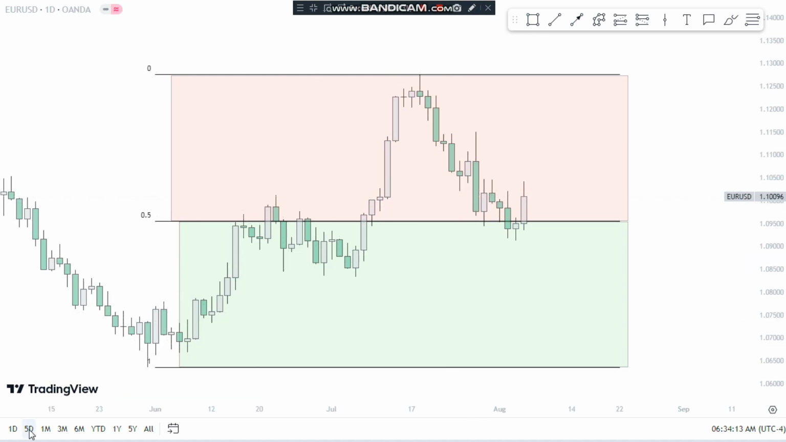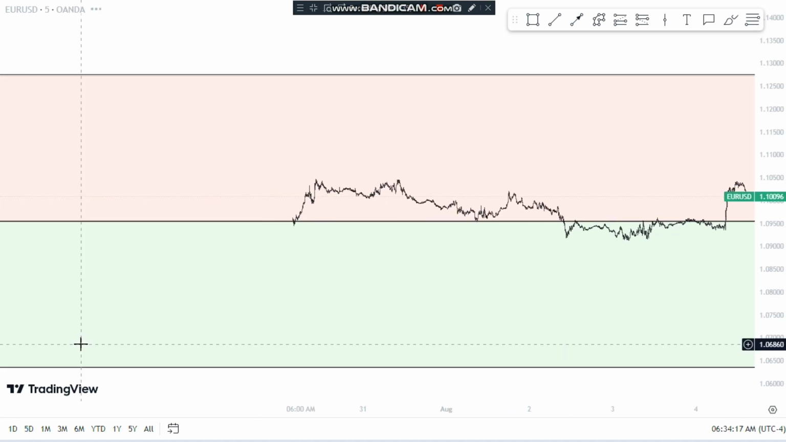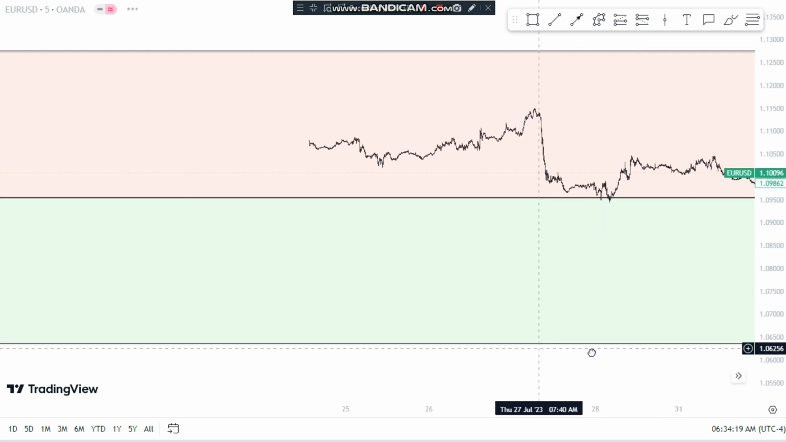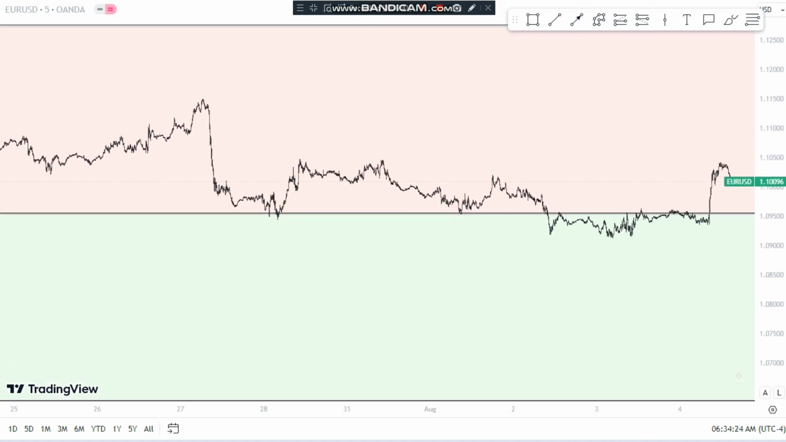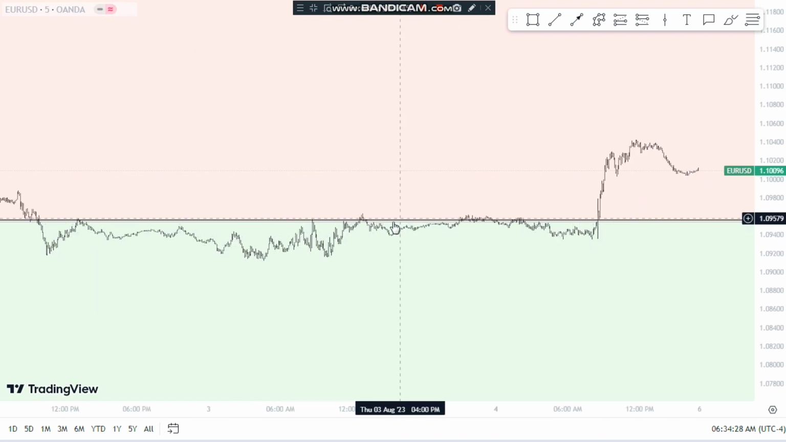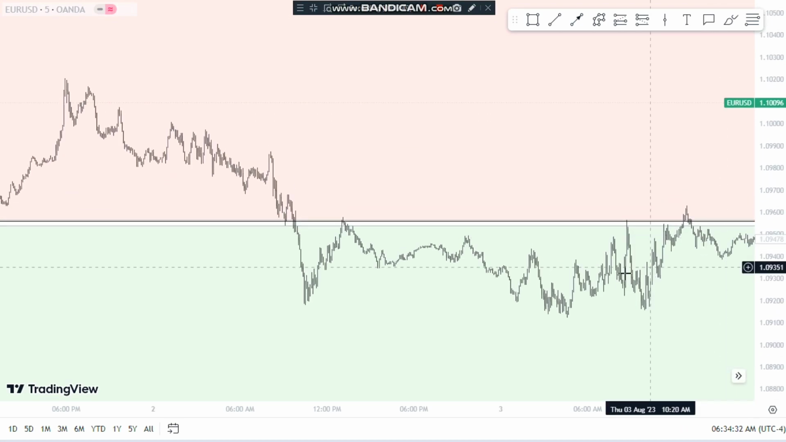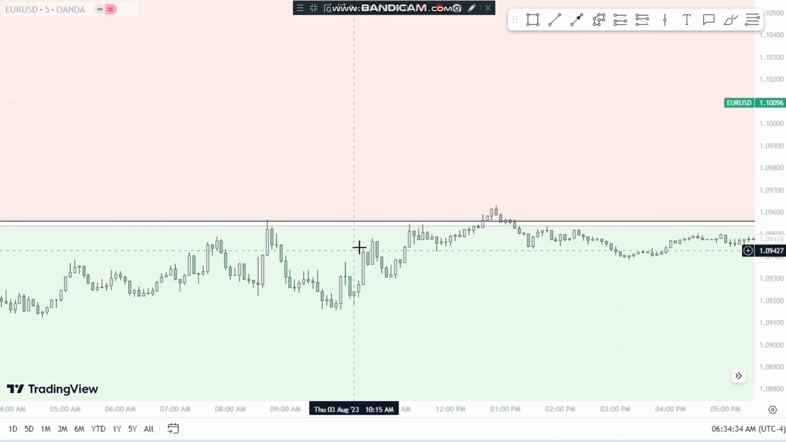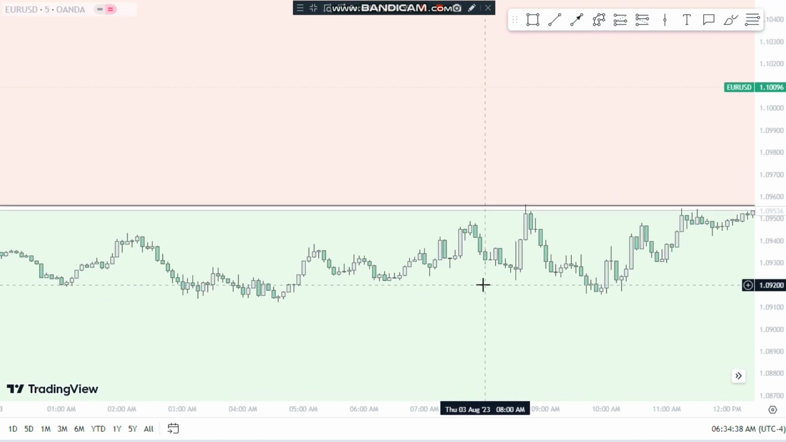I will shift to the 5-minute time frame to show you the morning session strategy. Let me choose a point. We will discuss this one because this is close to the 0.5 fib level, so this is an important level. The market is close to the premium, so this area is always important.